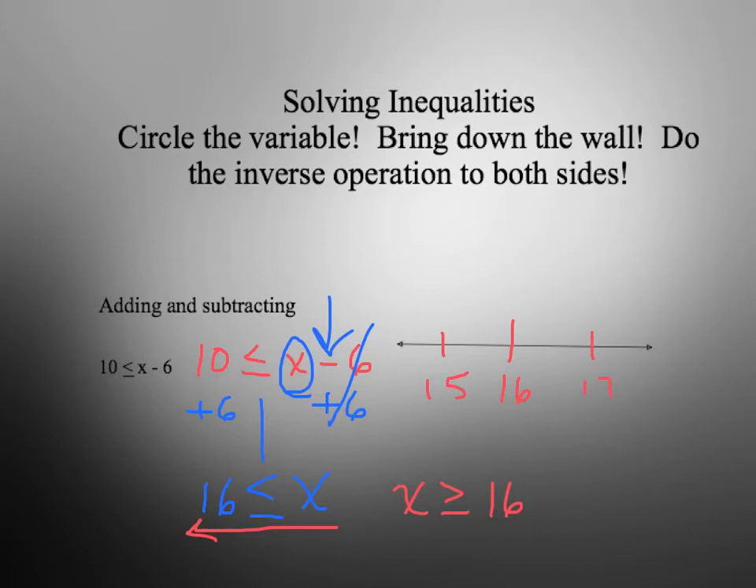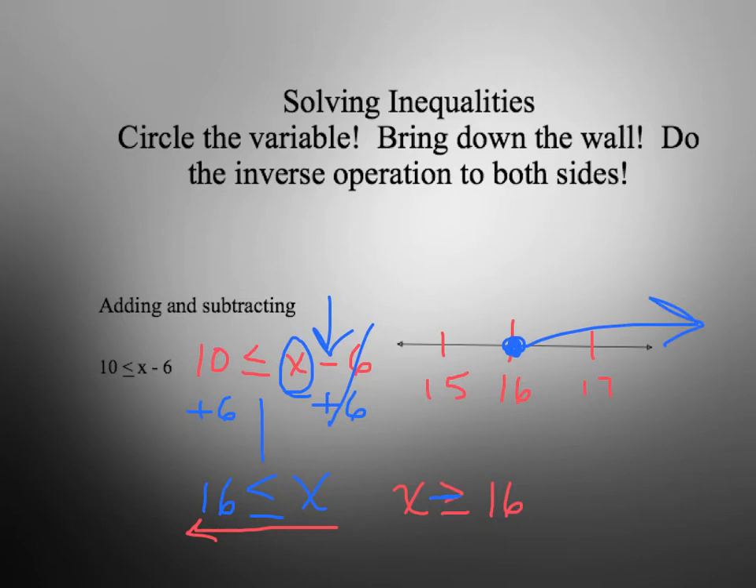Ask yourself, is it open or closed? You notice that you have this line here, so think about that. It should be a closed dot, so I'm going to color it in. And my arrow is pointing in this direction, so I'm going to point it this way. Now, can I check it? Yes, I always suggest you check it.